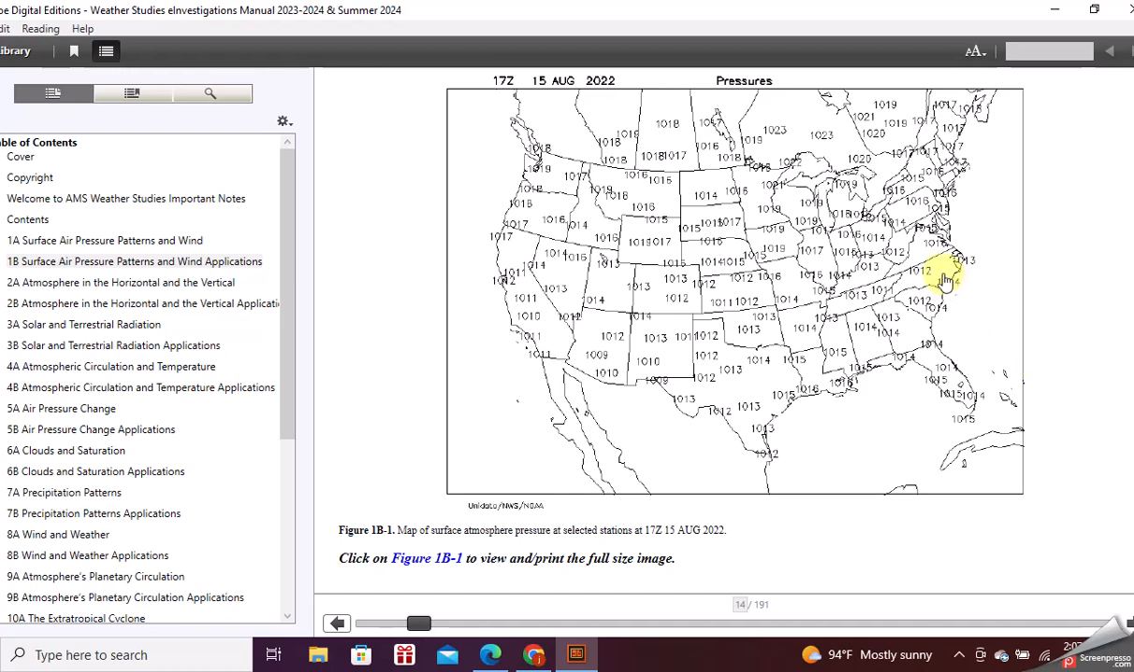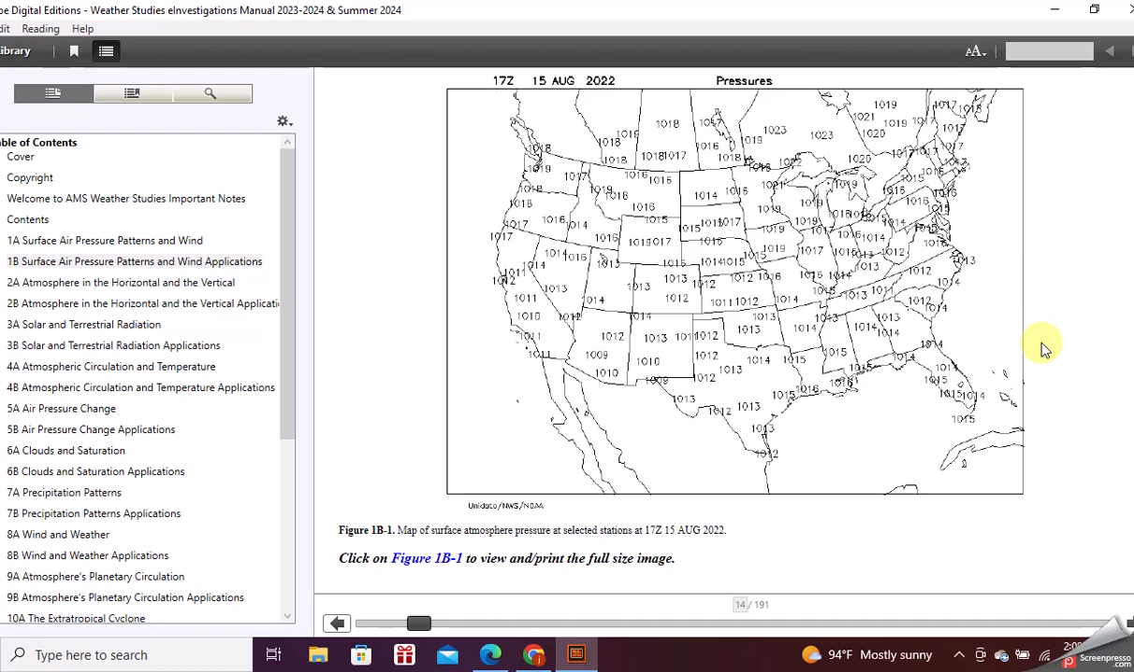For example, right here, 1012. That is Charleston, West Virginia. So you can see at this moment in time, on the 15th of August, 2022, at 17Z, which, if it's Eastern Daylight Time, would happen to be 1 o'clock in the afternoon. These are pressures. They're all in millibars, which is a unit of measurement for pressure. We'll talk about that more later.